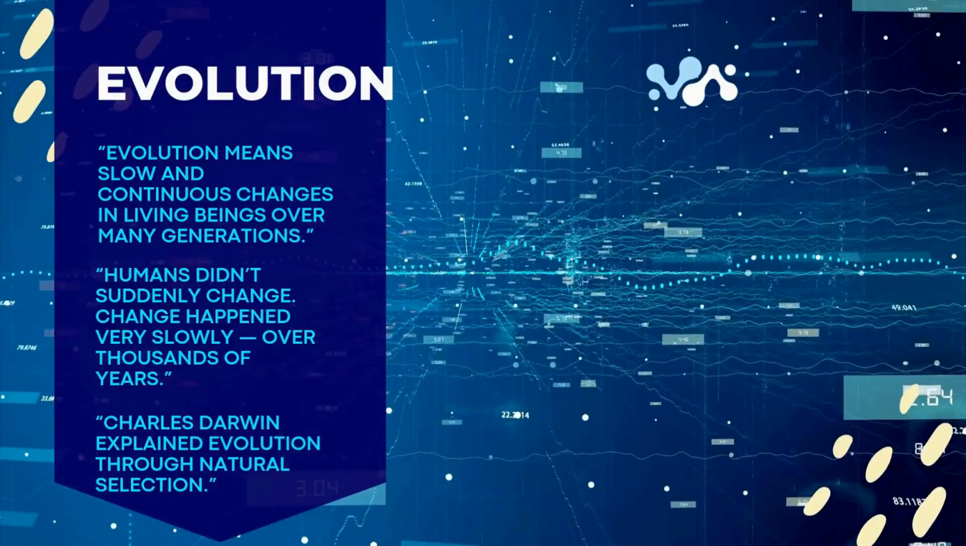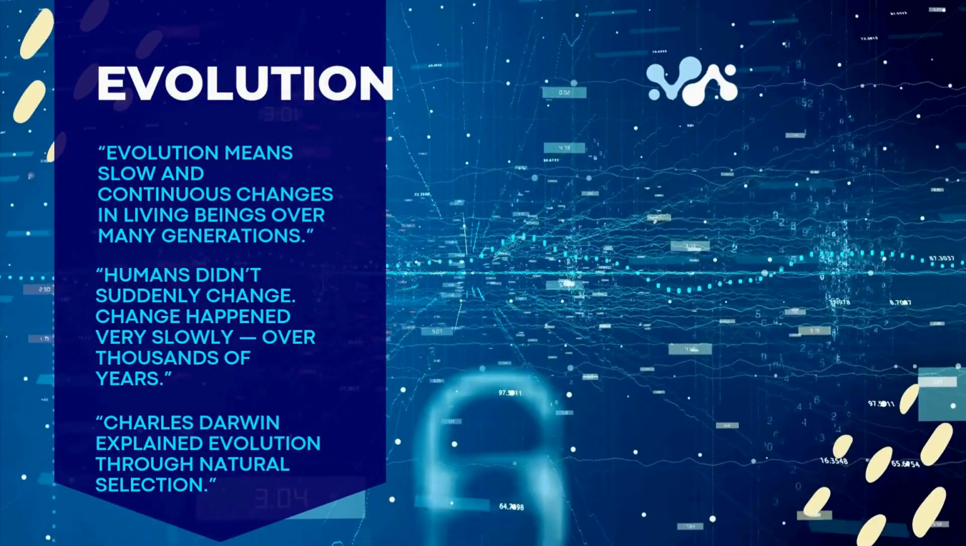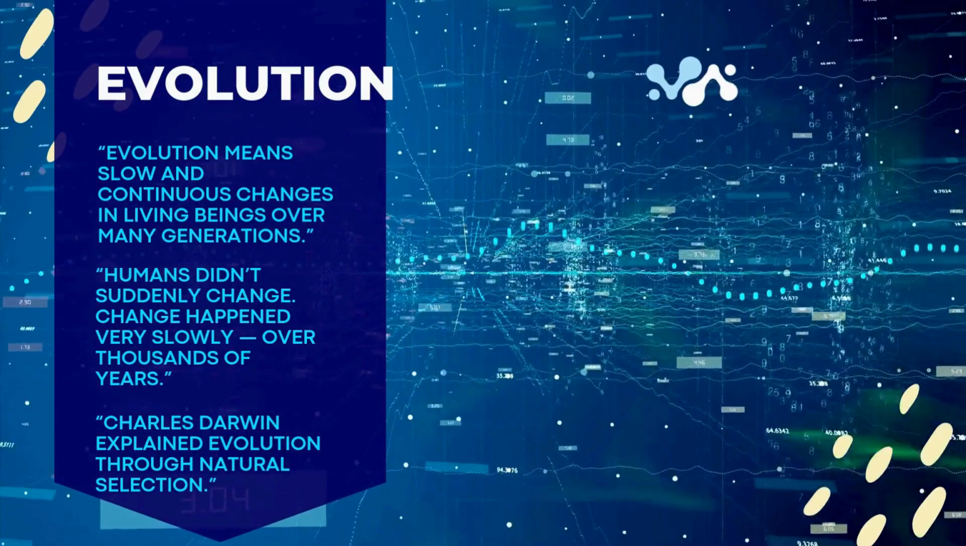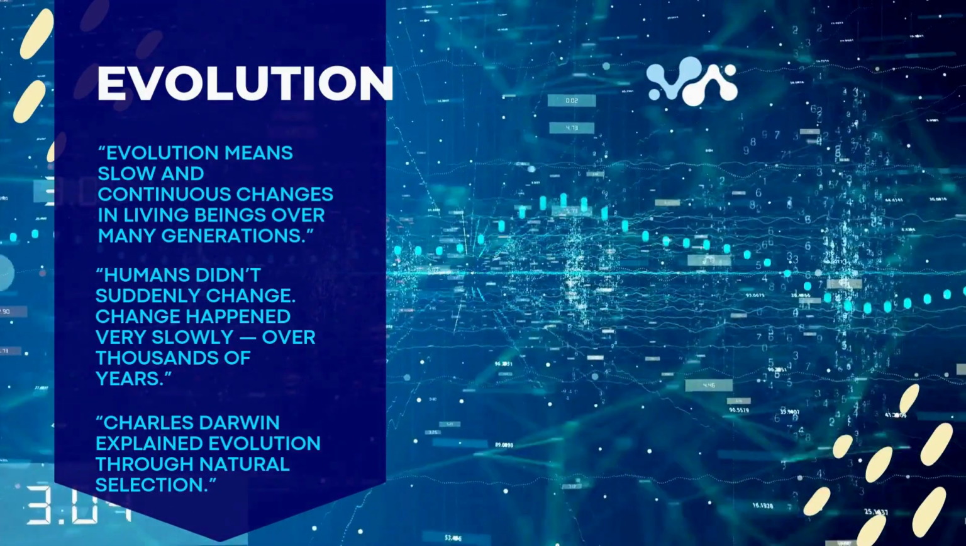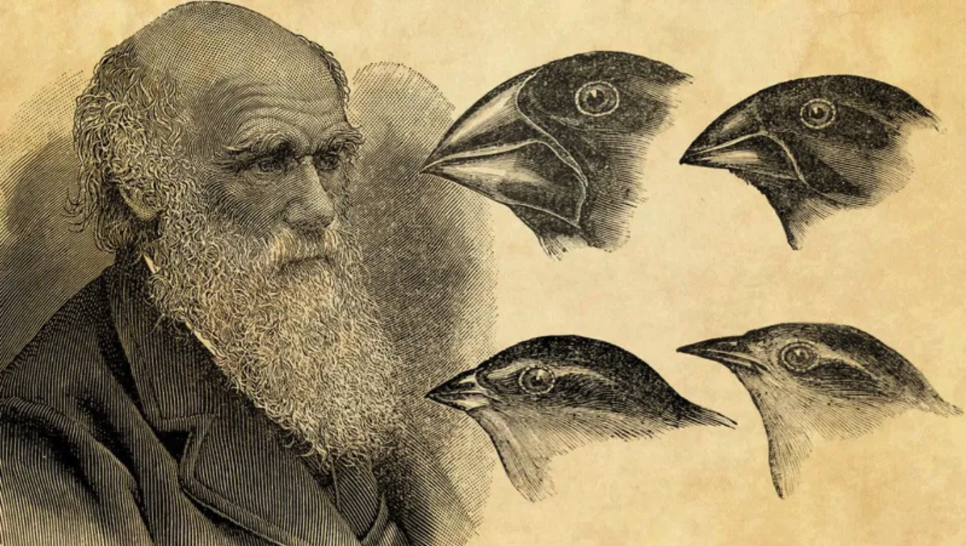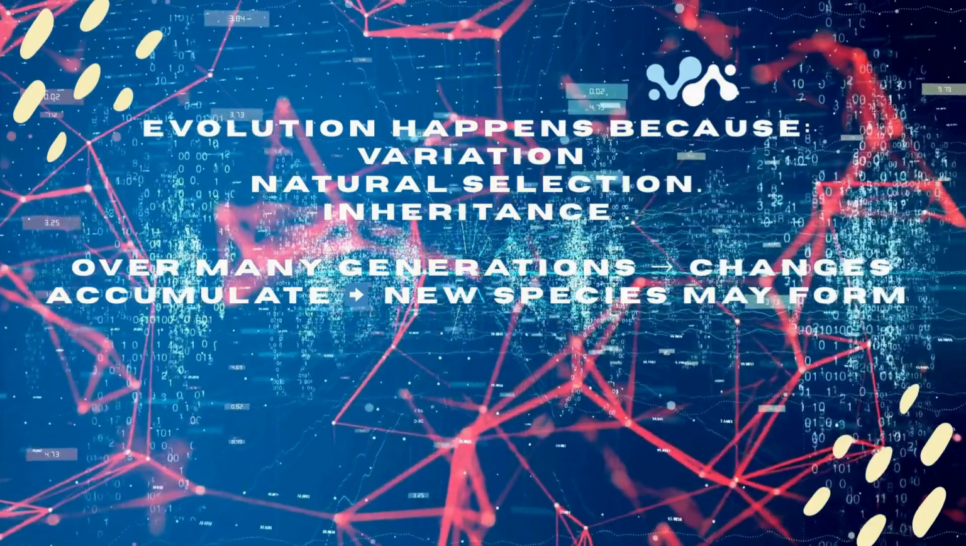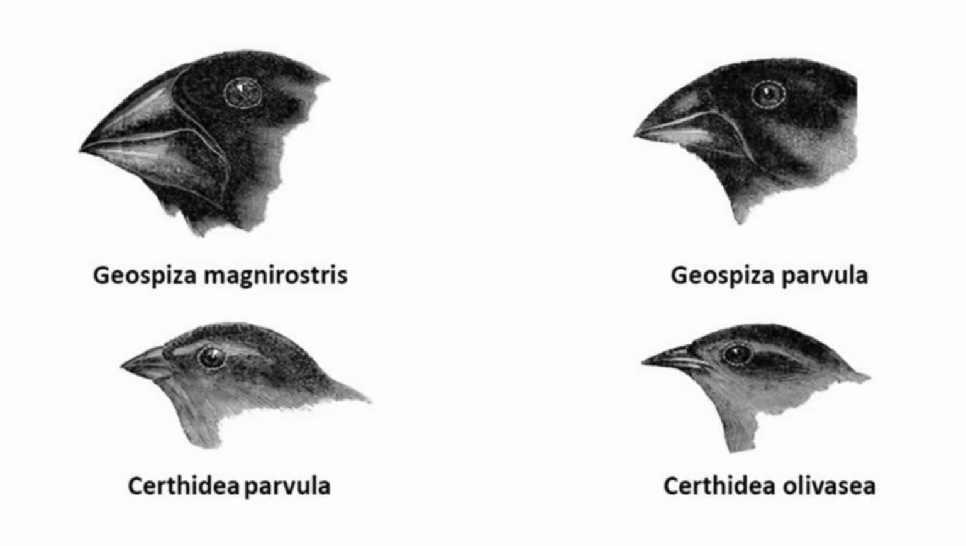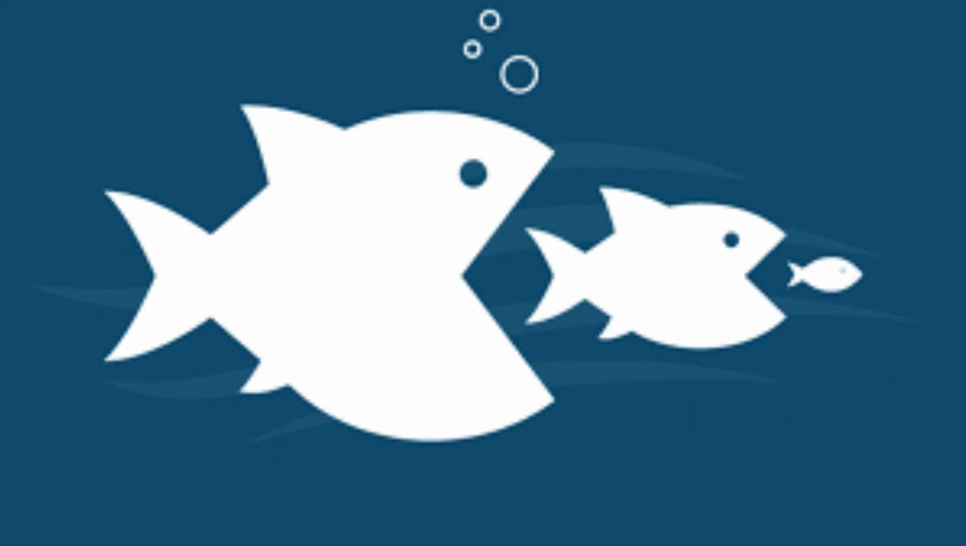What is evolution? Evolution is the gradual change in the inheritable traits of a population over many generations. Evolution does not happen in one lifetime. Charles Darwin explained evolution through natural selection. He explained evolution in three steps: variation exists, environment selects useful traits, survival of the fittest.